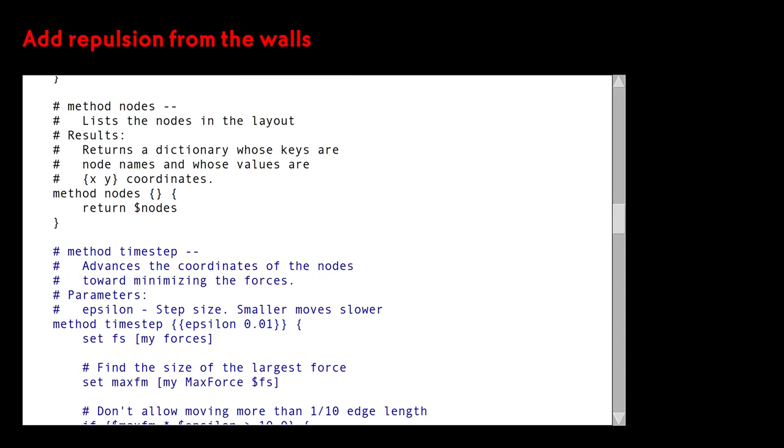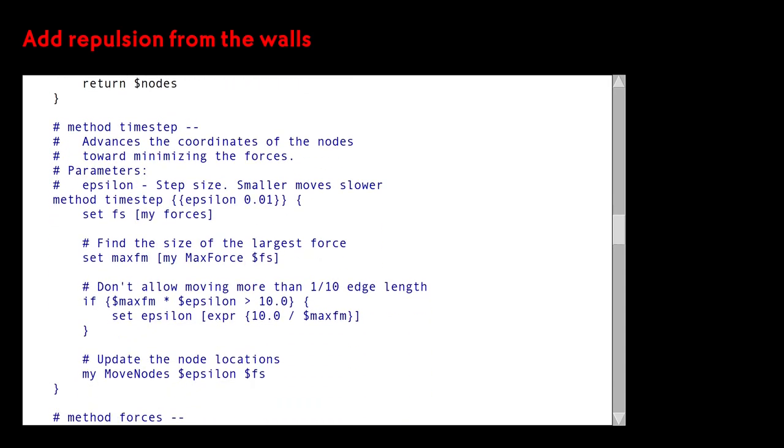There are now some new public methods. Time step moves forward one step in trying to minimize the forces acting on the objects. It takes the size of the step to take. It starts by calculating the forces. We'll see how in a moment. Then it finds the maximum force and constrains the time step if any node will move more than 10 pixels in the step. Then it moves the nodes according to the forces acting on them. This method will be the basic framework for optimizing the layout.